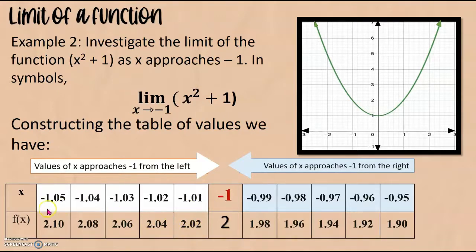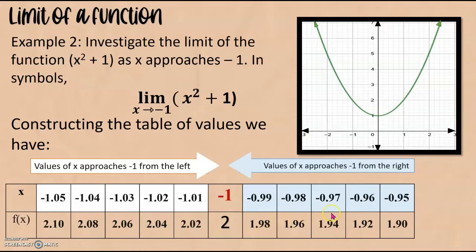Now we can see that as x approaches negative 1 from the left, f of x also approaches 2. So we can say that the left-hand limit of x squared plus 1 as x approaches negative 1 from the left is 2.